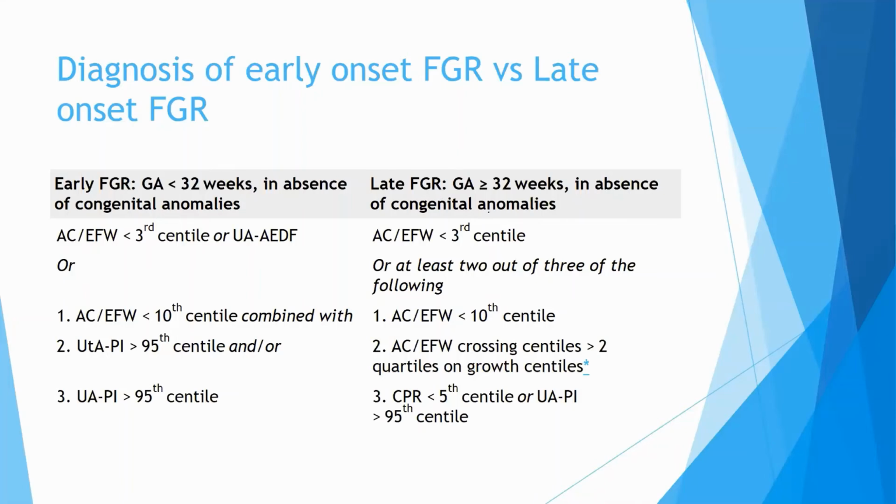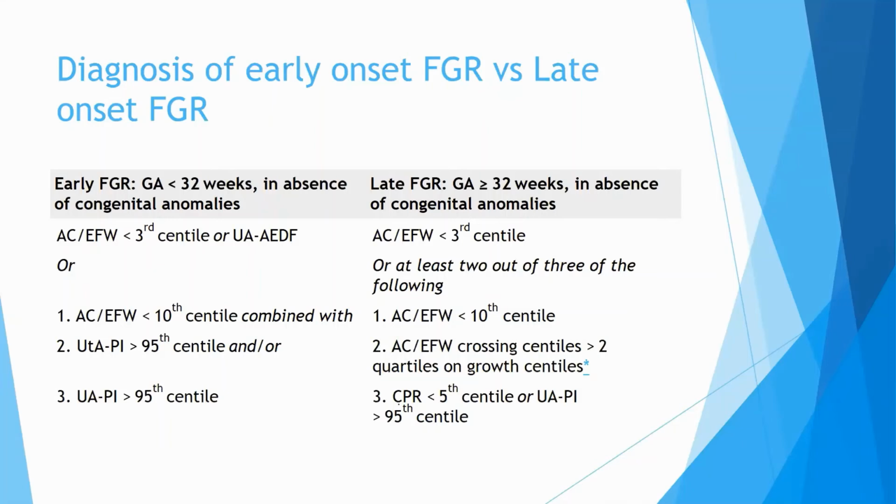Whereas for late fetal growth restriction, if the baby is more than 32 weeks, and this criteria is for all those without congenital abnormalities, if the estimated fetal weight at any given time is less than the 10th centile, then this baby has fetal growth restriction. Or if there are at least 2 out of these 3: the estimated fetal weight is less than the 10th centile, or the estimated fetal weight or abdominal circumference is crossing centiles, that is, they are losing their trajectory, like I showed you earlier, then this is also a criterion for fetal growth restriction.